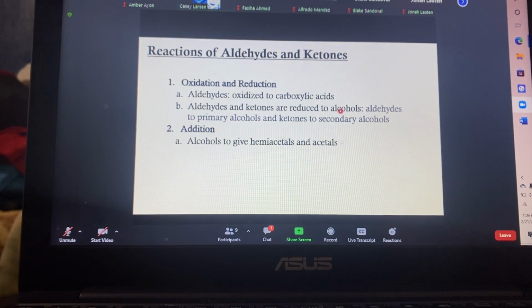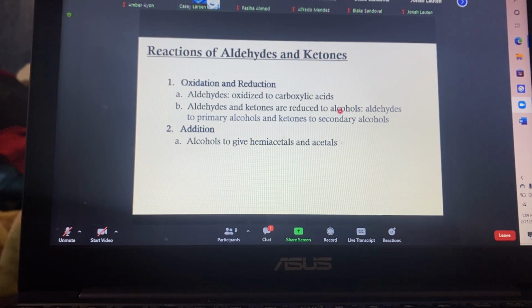Essentially it's just those oxidation reactions, from the alcohol to the carbonyl compound. It's the reverse reaction, taking a carbonyl and making it an alcohol. And then we are going to go over an addition reaction.